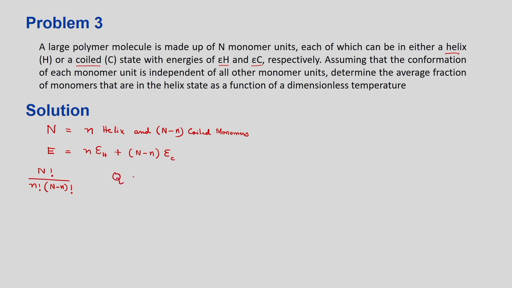So, you can write here Q is equal to summation. You have to do a summation across n from 1 to capital N. The combinations will be as they are. Then you have an exponential term with a negative sign, n helix monomers and N minus n coiled monomers, divided by kT. This is a very important conclusion. So, we are able to write out the partition function for the entire polymer chain. EH and EC are the energies of an individual monomer.